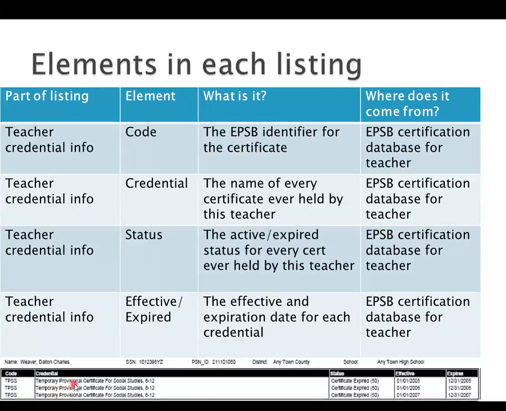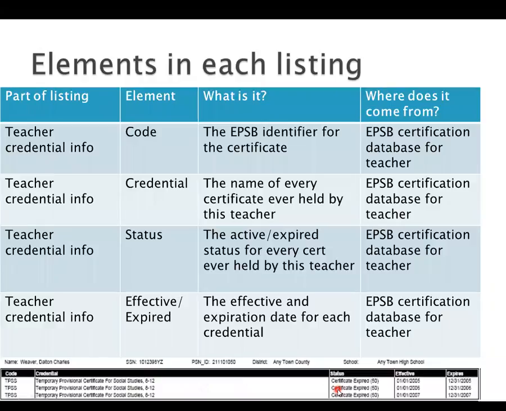The next thing you see is the credential. This is the actual name, and it will list here the name of every certificate ever held by this teacher. That includes every renewal of each of those certificates. So you'll see, like in this case, this is the same certificate listed 3 times. The status will show the active and expired status for every certificate ever held by the teacher.